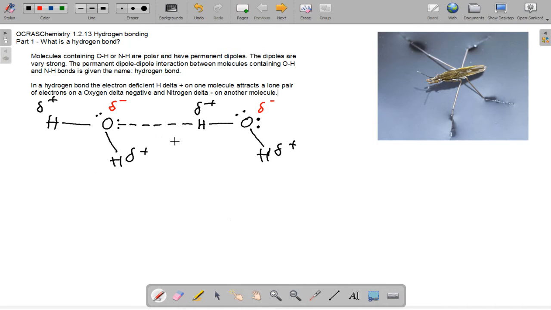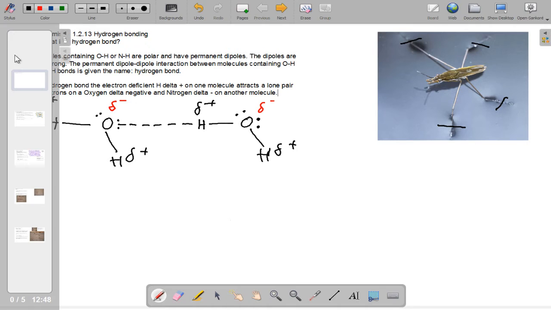And this bond can form very strong van der Waals forces, and that's what keeps the surface tension on this pond skater's legs. It prevents it falling in the water, basically, as the hydrogen bonds are formed, and it forms a very thin layer on the water, so the pond skaters can skate along the water.